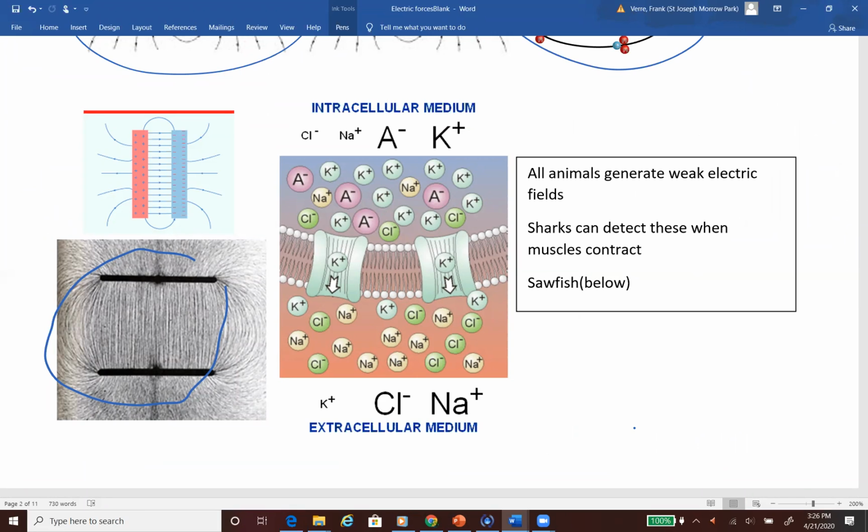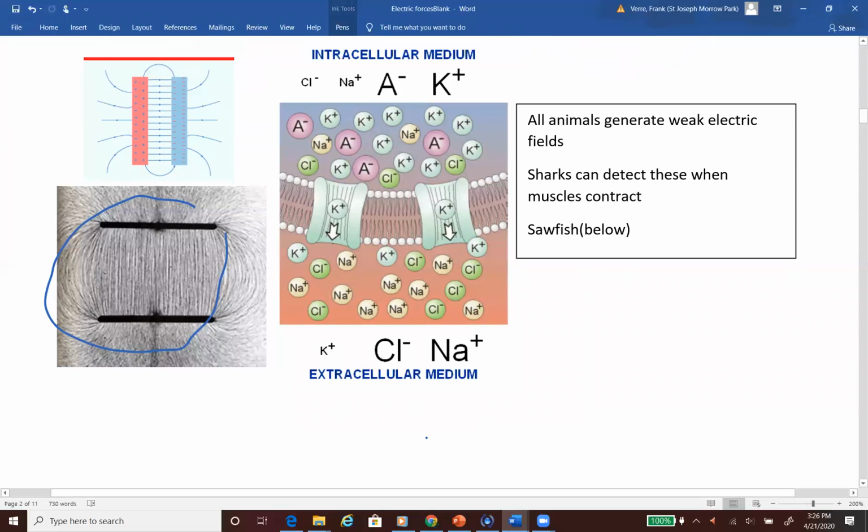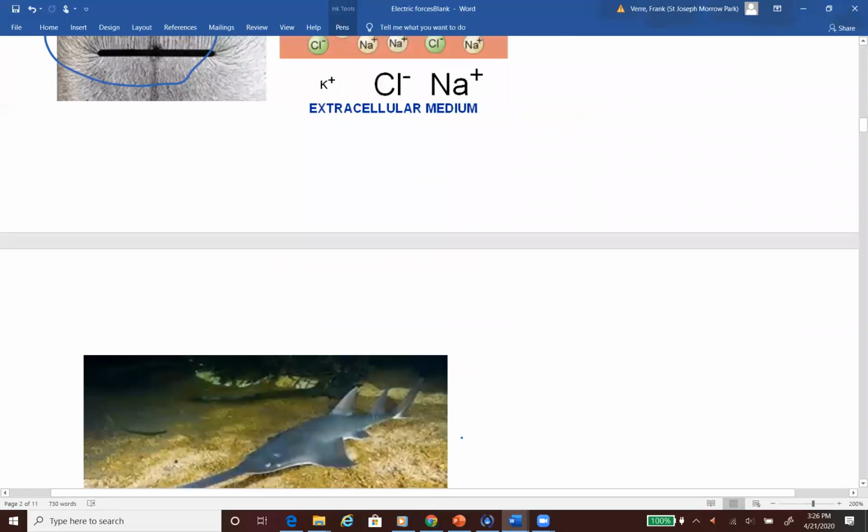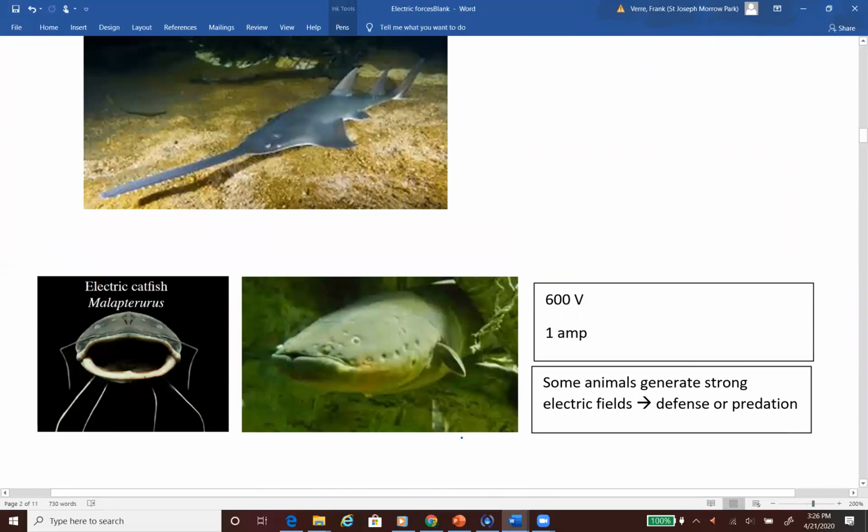Some animals can actually generate very strong electric fields. We generate electric fields, but they're very, very weak. But some animals can really amplify that and use it as a way to defend themselves, but also to hunt. Things like the electric catfish and the electric eel can generate very, very strong electric fields. Apparently the eel can generate up to 600 volts of electricity.